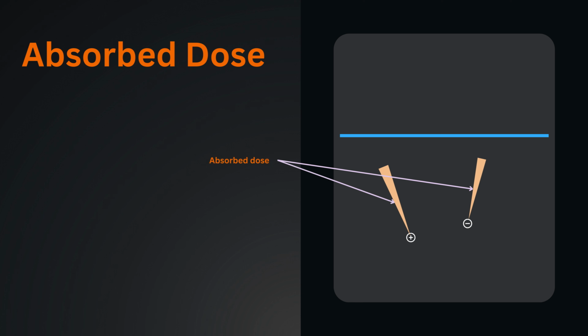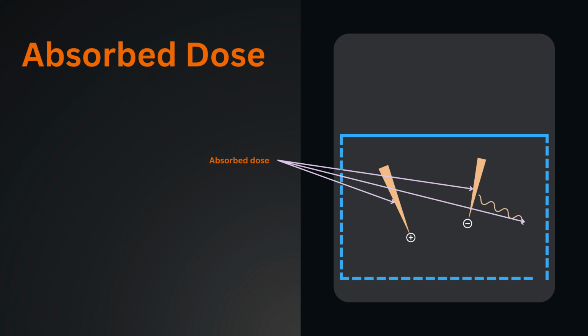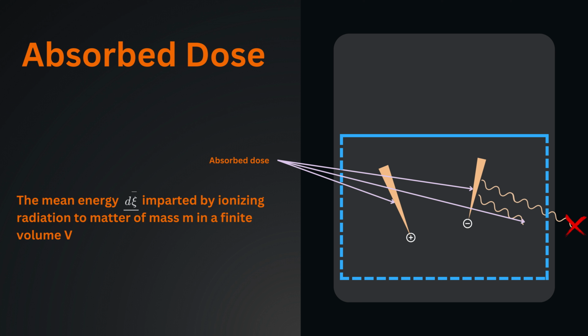The secondary charged particles can also lose some of their energy in the form of radiative losses, Bremsstrahlung, or annihilation. If these charged particles dissipate their energy outside the medium, these are not counted as absorbed dose. So, absorbed dose is the mean energy imparted by ionizing radiation to matter of mass, m, in a finite volume, v.